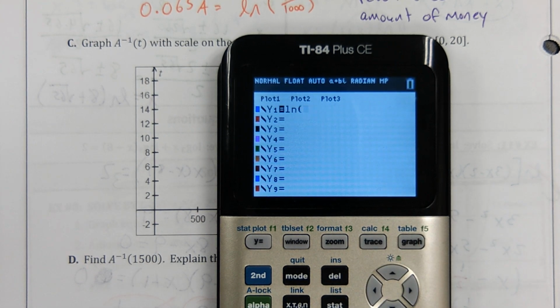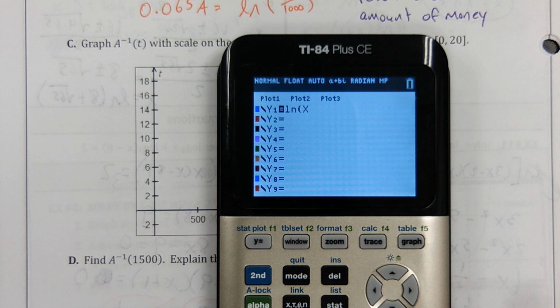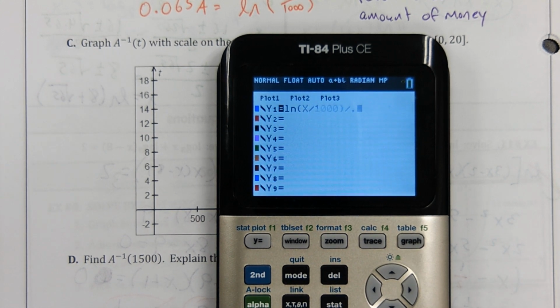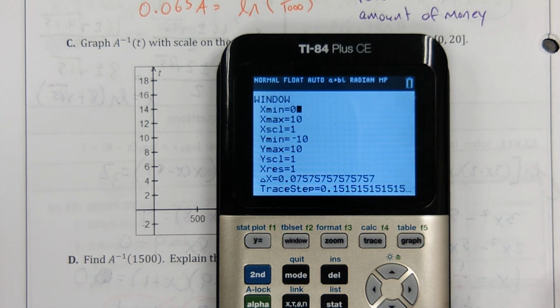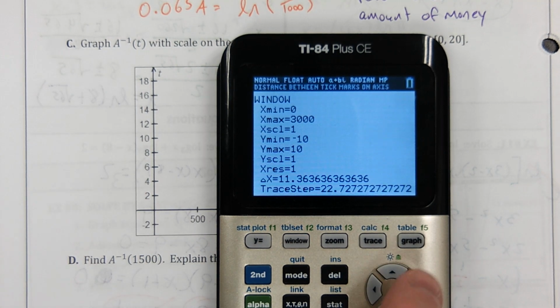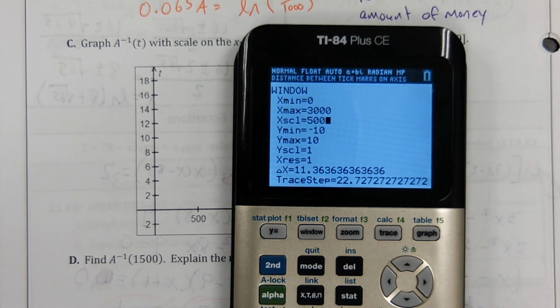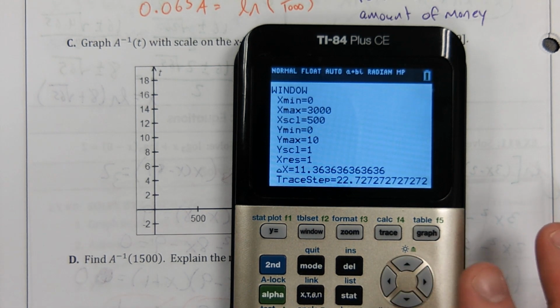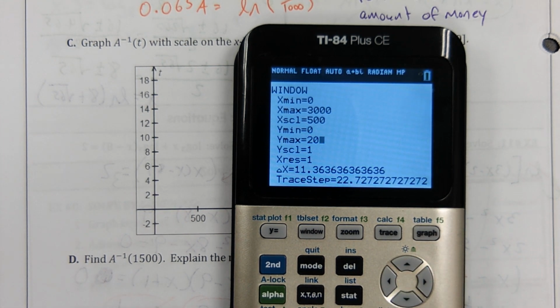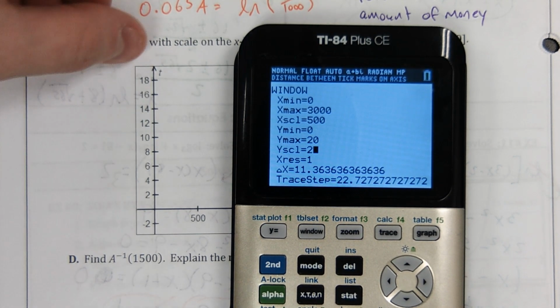The natural log of, we can't do t, so do x, divided by 1,000, divided by 0.065. Go to your window. So we're going to go from 0 to 3,000. And the scale in this graph is going by 500s. And from 0 to, I'll go 20, it's going by 2s. I'll say that that's a 20 up there.